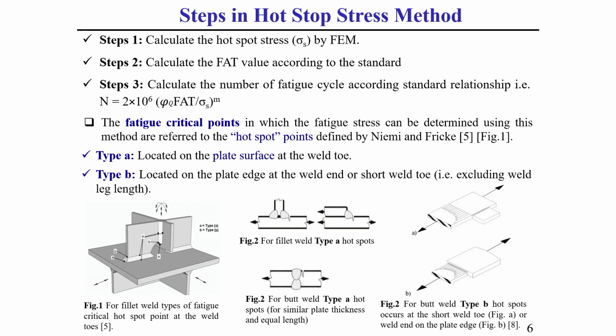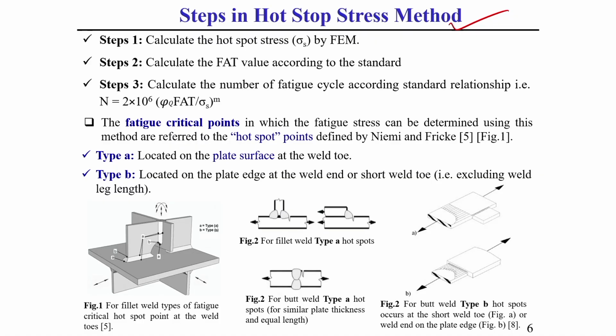What are the different steps we generally follow for this hotspot approach? That we should know. Here also some steps are there to estimate the fatigue life of a welded structure. Generally we use 3 different steps. First step is to calculate or estimate the hotspot stress. This hotspot stress we estimate either by an experimental method or by a numerical method, finite element analysis. FEM means finite element method.